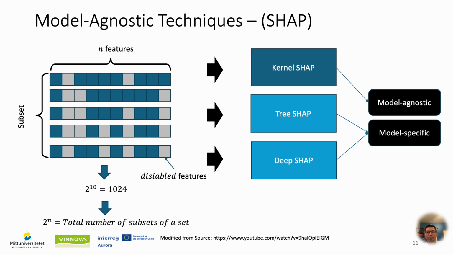To address this, SHAP provides efficient implementations. Kernel SHAP is a model-agnostic method that works for any model by approximating this value. TreeSHAP is optimized for decision-tree-based models like XGBoost or random forest, making it much faster. DeepSHAP is designed for deep learning models, combining Shapley principles with backpropagation.